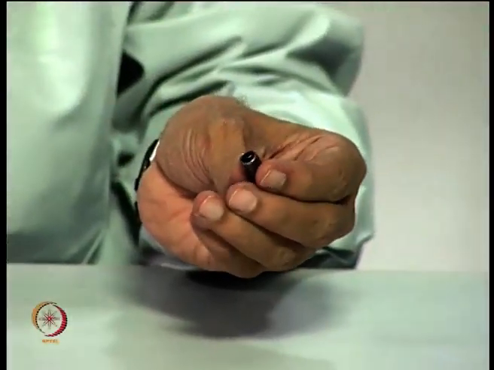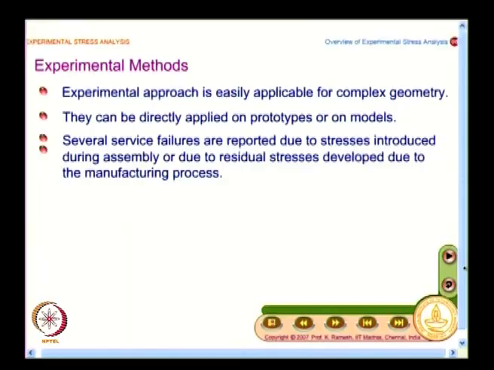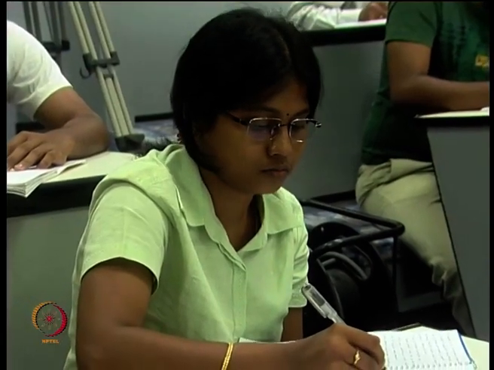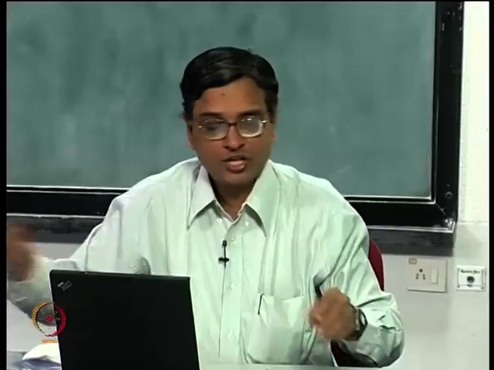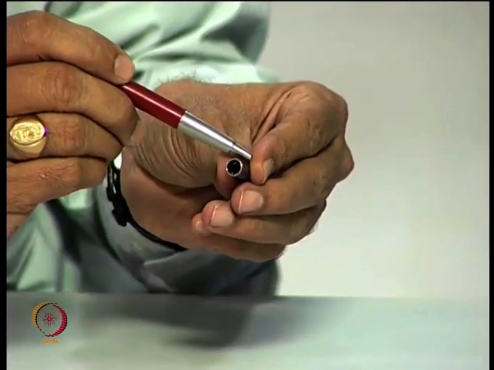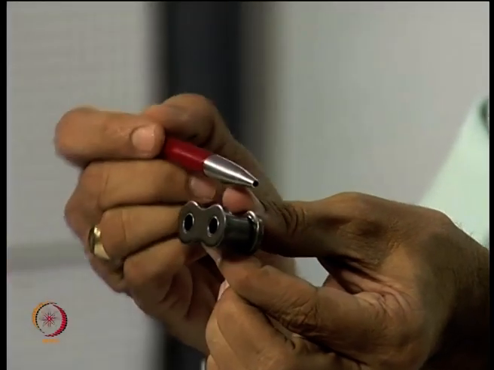So, what you need to understand here is it is a very complex problem, and this is where many service failures are reported. Service failures in the field are reported because of residual stresses and also assembly stresses, and experimental methods come in very handy for solving problems of this complex nature, because there are many issues that go into this. You have the bush, and the bush may not be perfectly cylindrical, and another one is this is a body which has finite geometry. You have a finite geometry and this is an arbitrary shape.